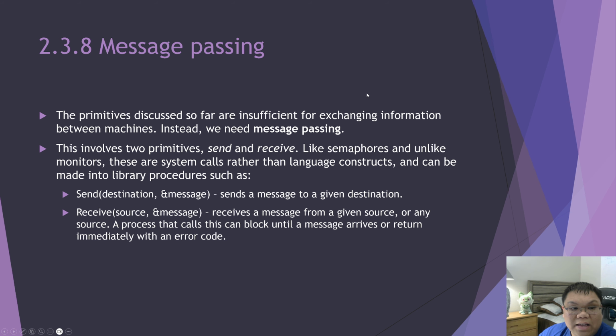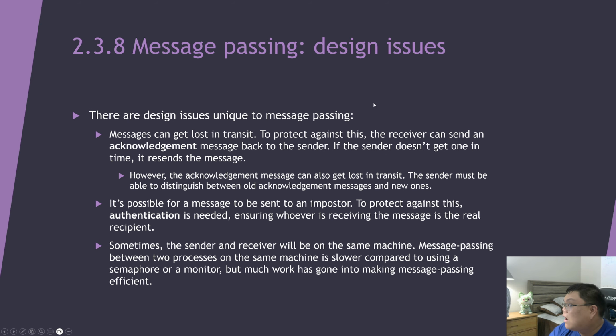So there are some design issues with message passing. These are unique to message passing. One, just like actual physical mail, you can have messages that get lost in transit. To protect against this, the receiver can send an acknowledgement message back to the sender. If the sender doesn't get an acknowledgement message, the sender sends a new message. However, the acknowledgement message can also get lost in transit. The sender must be able to distinguish between old and new acknowledgement messages.